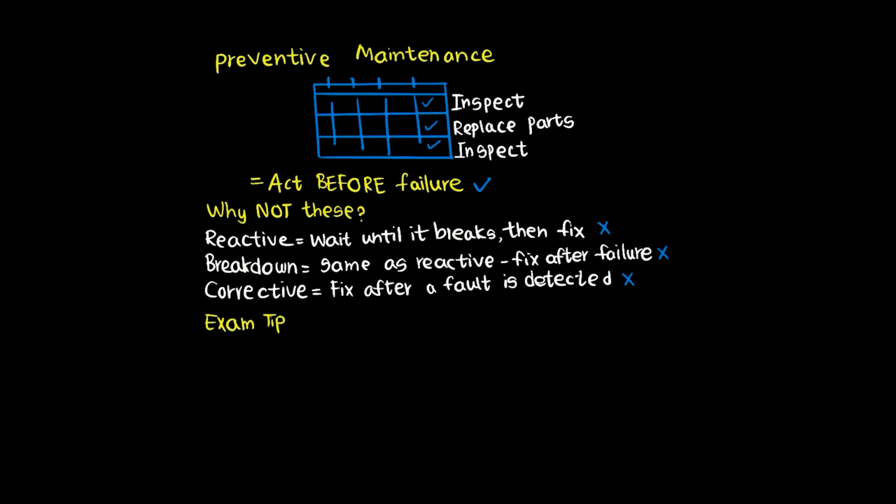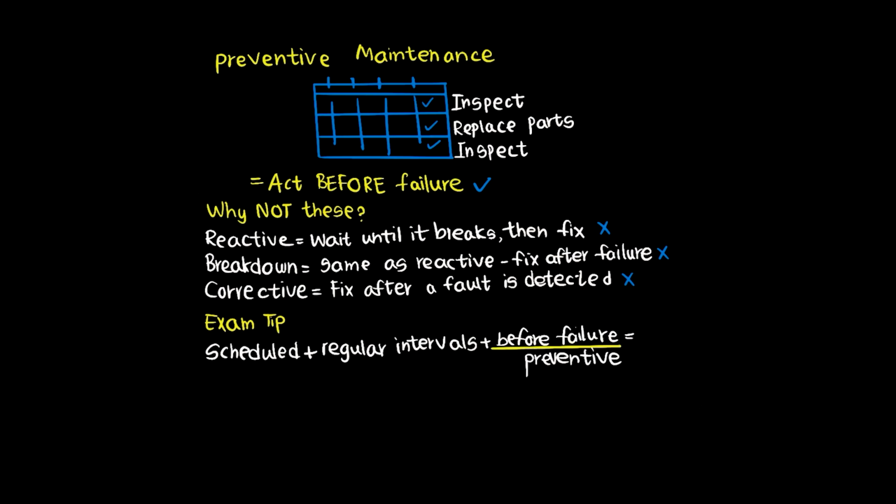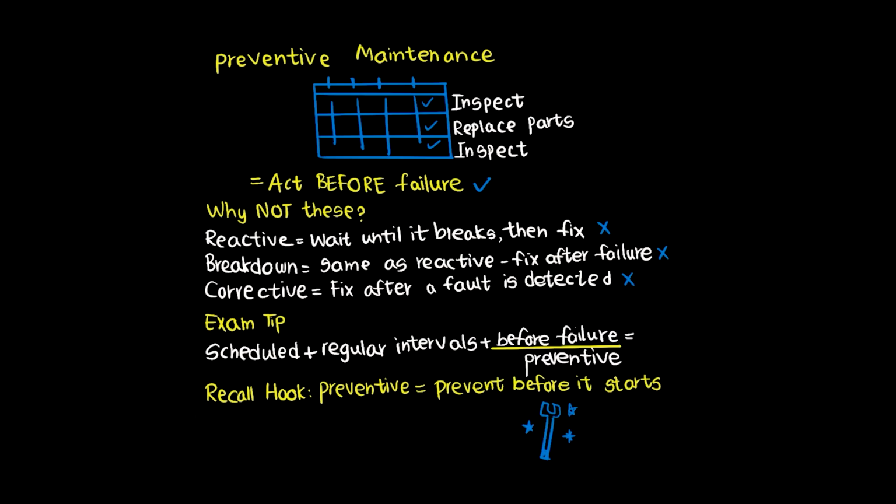Here's a WGU C215 OA exam tip for you. When the question says scheduled inspections, regular intervals, or before failure occurs, that is preventive maintenance. Quick recall hook. Preventive equals preventing problems before they start.